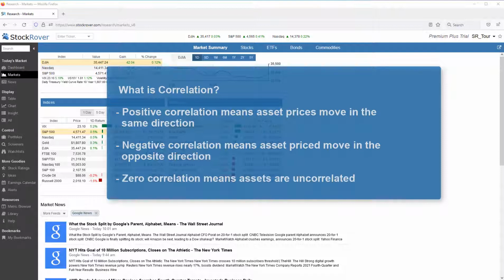A correlation value of 0 means that the assets are moving together 50% of the time. In other words, they are equally likely to move together as they are to move in opposite directions. Such assets are considered uncorrelated.